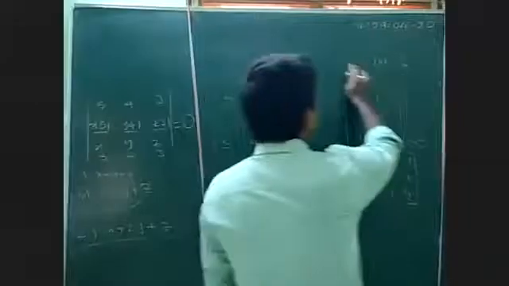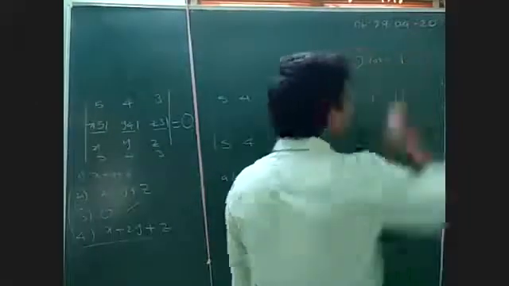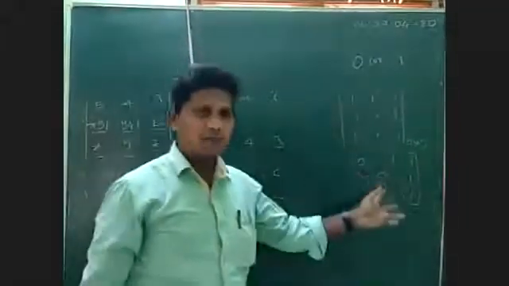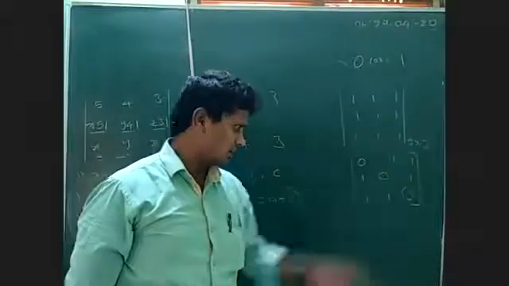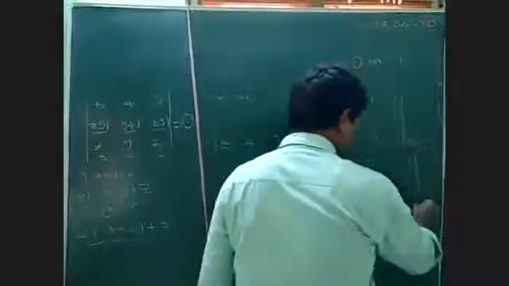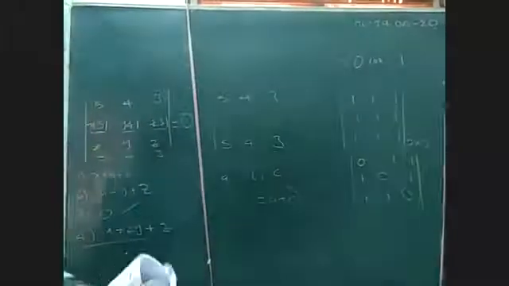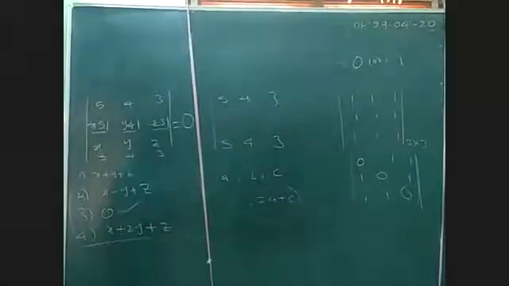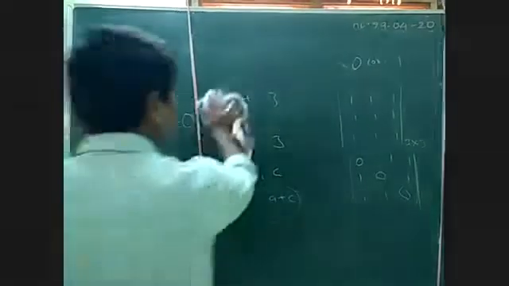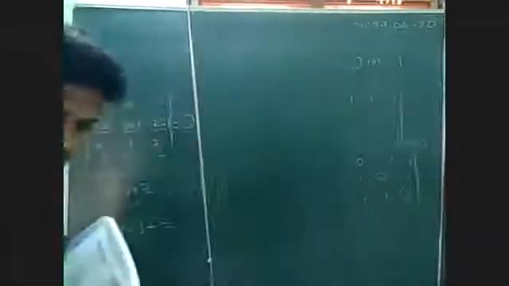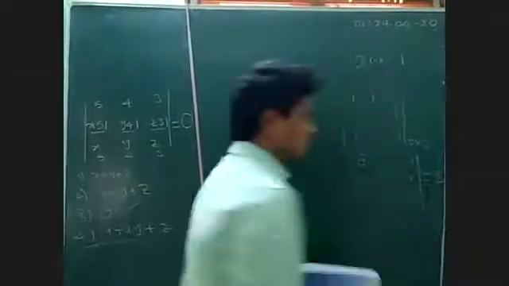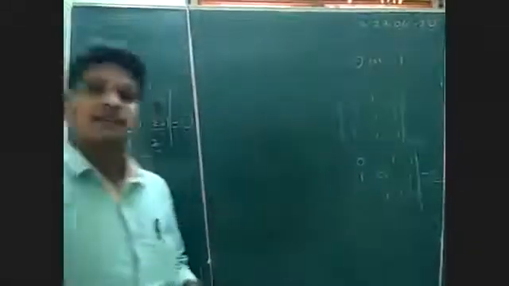Okay, here what are the elements? 0 and 1 are given. Now I replace it like this. Now find the determinant value. What determinant will you get? Check it once. 2, sir. Yes? 2. Okay, so the second option is right.